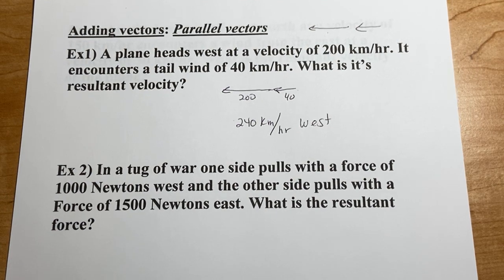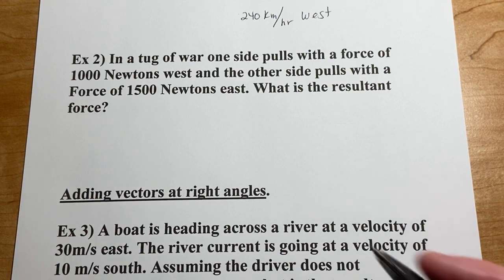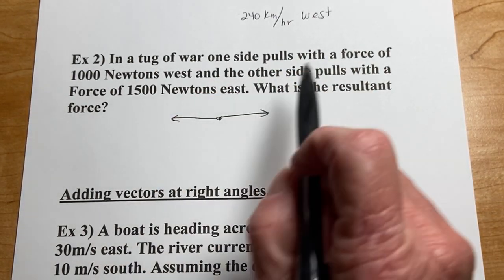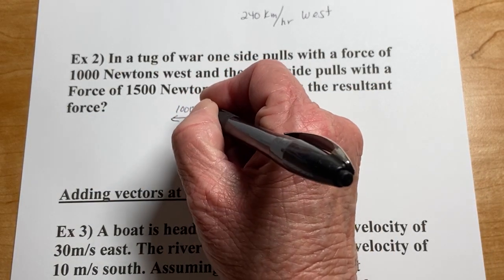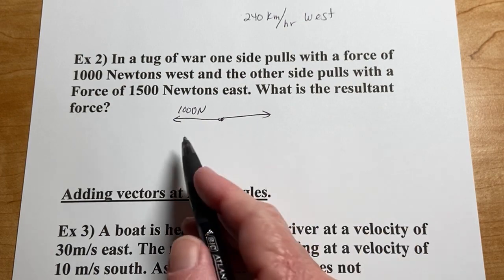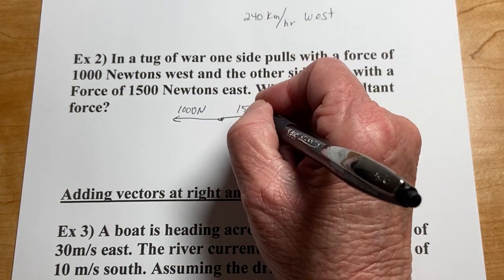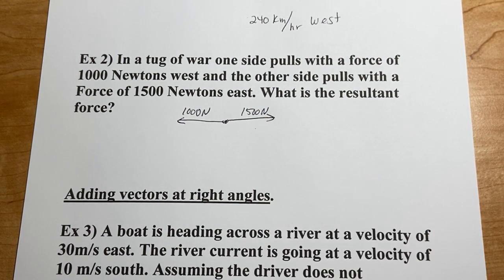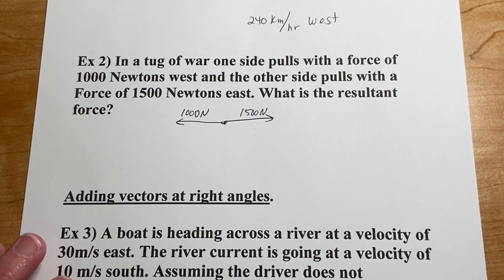Simple, right? These are also parallel, but opposite. So let's think of a tug of war. One side pulls one way, one side pulls the other way. One is using 1,000 newtons west. Again, I just put it on the west side, and of course they should be even. And the other side pulls with 1,500 newtons east. Well, who's going to win? The east side. Now, again, drawing them tip to tail, doesn't matter the order.